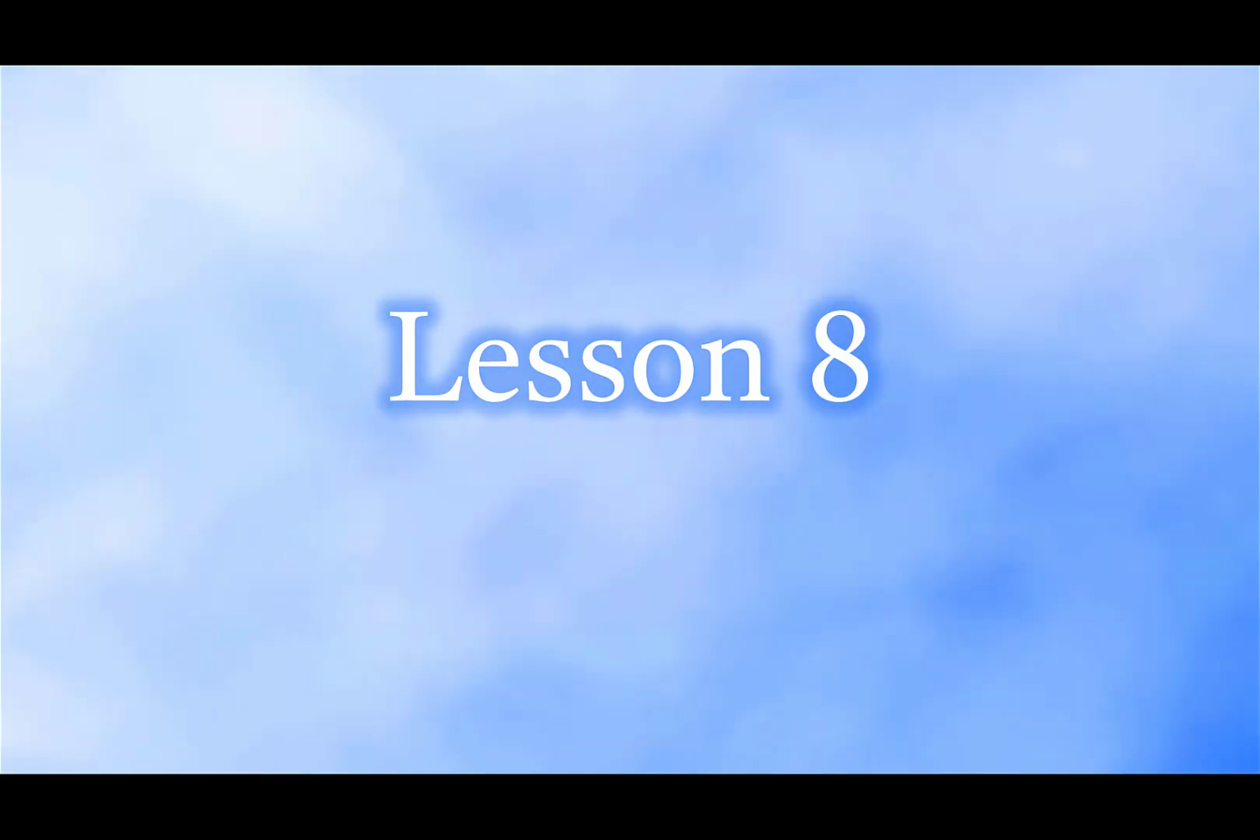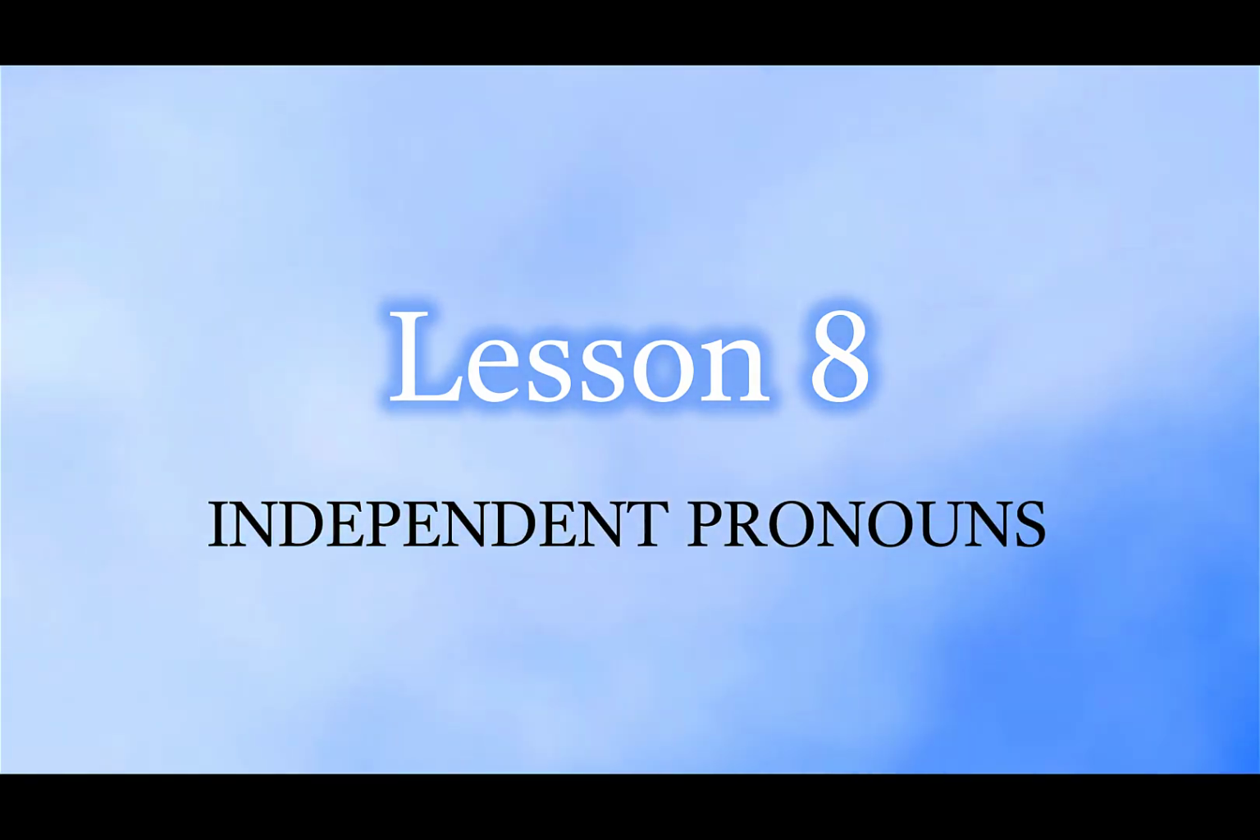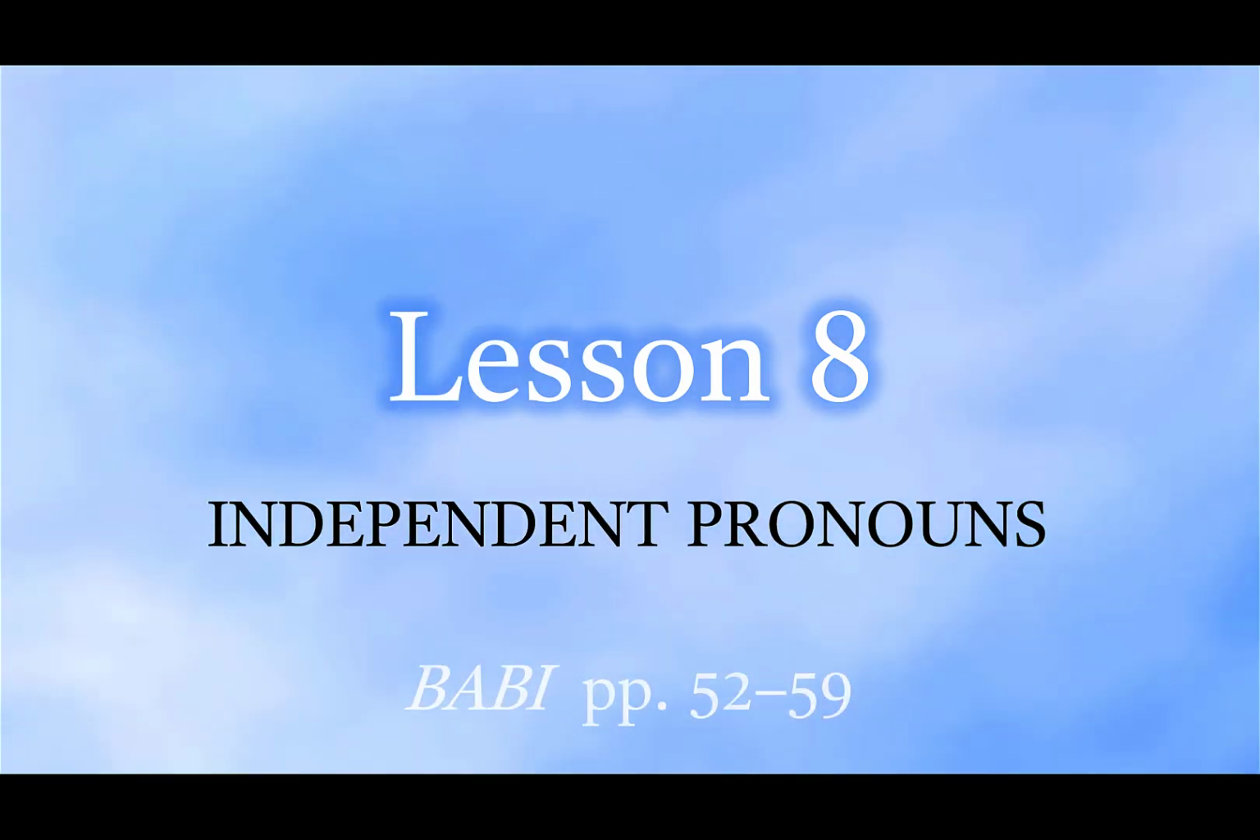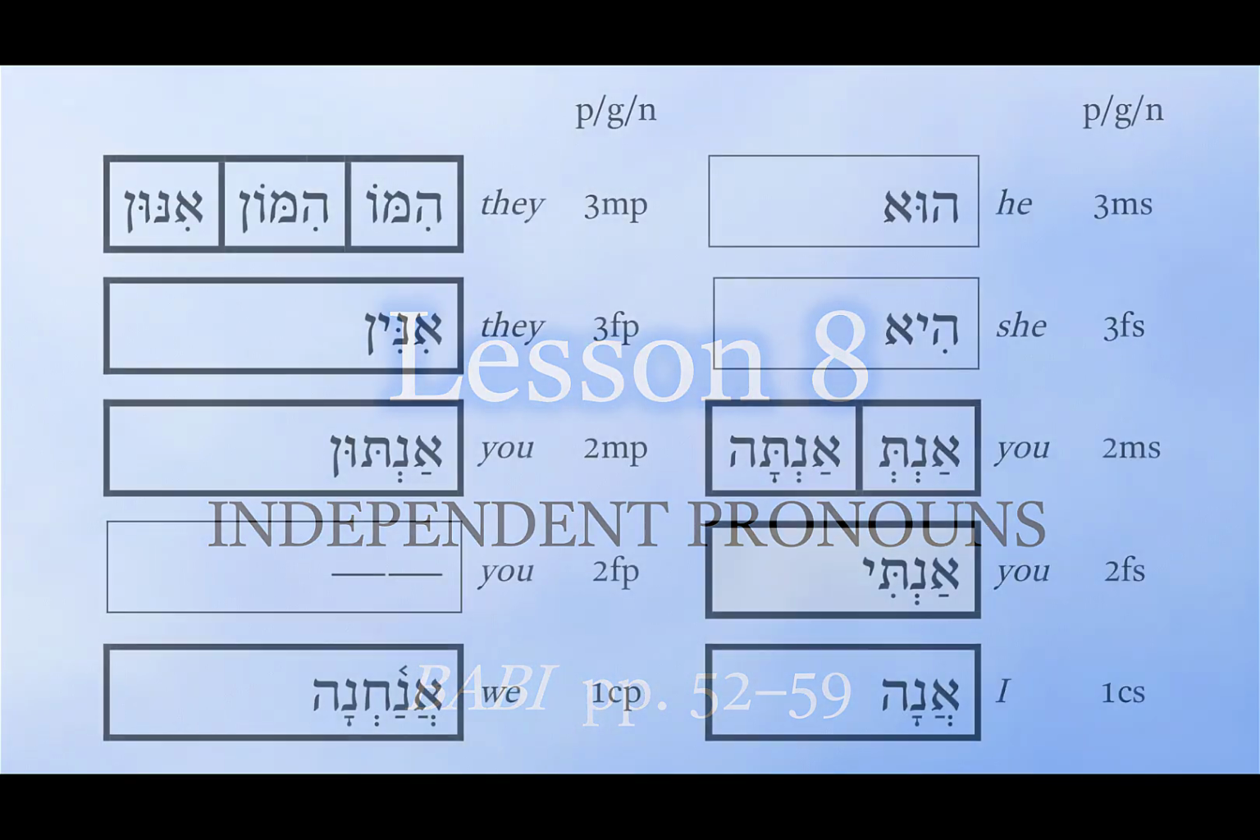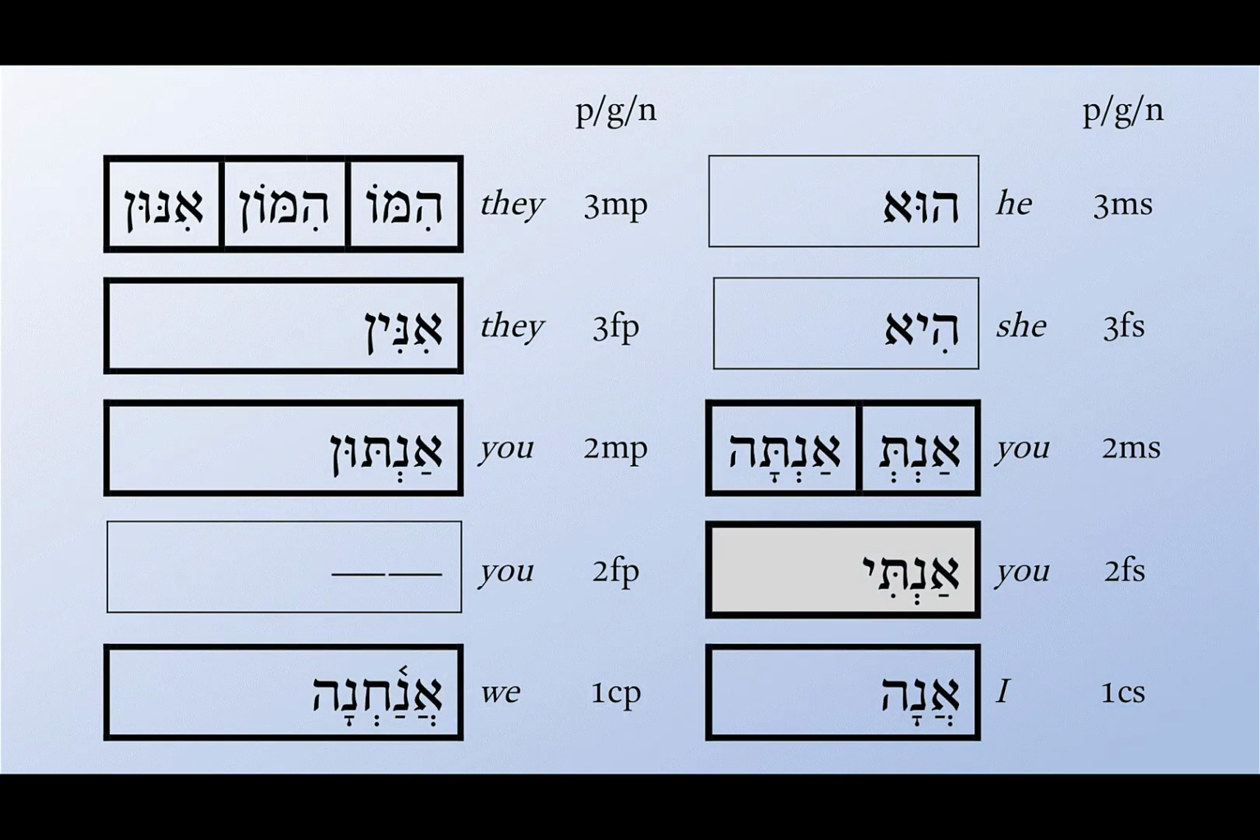This is Lesson 8, Independent Pronouns, and you can find more information on this topic in Biblical Aramaic for Biblical Interpreters, pages 52 to 59. Let's place the independent pronouns in a table. There are some items on this table that will catch our eyes, so let's first look at the one that's most obvious, probably the grayed out cell for second feminine singular.